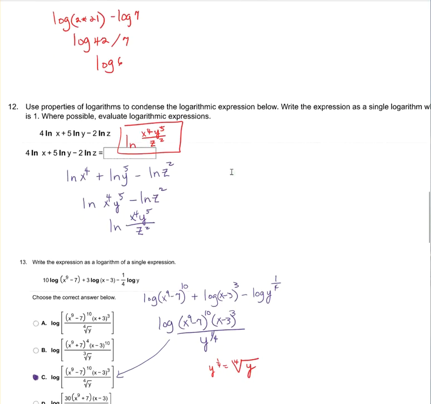Number 12, write it as a single log. So this is being added, so that becomes a product, and we can put these powers up. So we've got ln of x to the 4th. Okay, so I did the powers first here. And then I made this part a product, so that's one single log minus that. Now we can do a quotient. So it's ln of x to the 4th, y to the 5th over z squared.